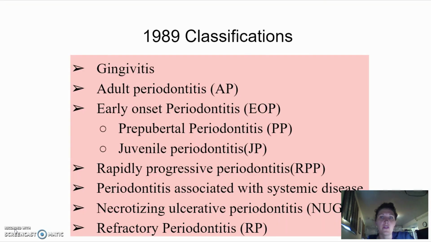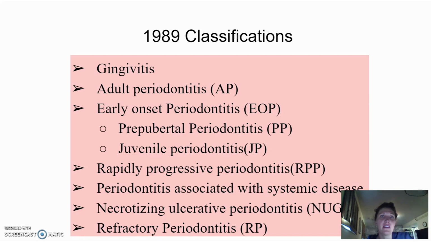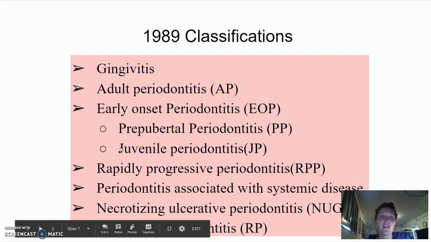So just as a reminder, in 1989, this is what the classifications looked like. I remember being an assistant for the hygienist, and I would ask her what classification the patient was, and she would have me write AP or JP, which is juvenile periodontitis, adult periodontitis.